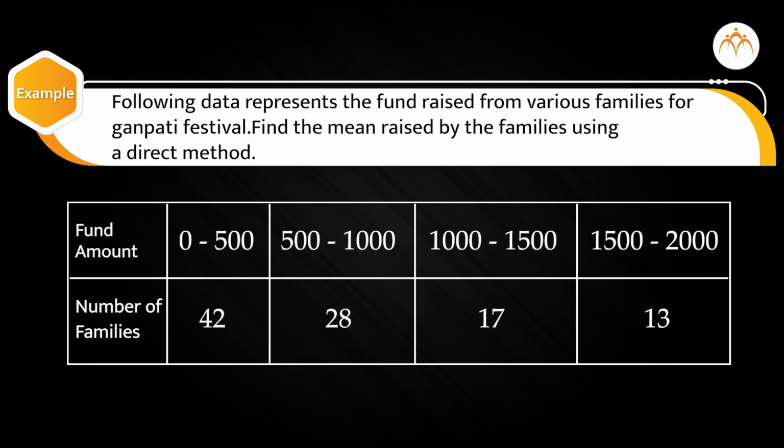0 to 500 rupees, 42 families. 500 to 1000 rupees, 28 families. 1000 to 1500 rupees, 17 families. 1500 to 2000 rupees, 13 families. Solution. As explained earlier, let's draw a table.